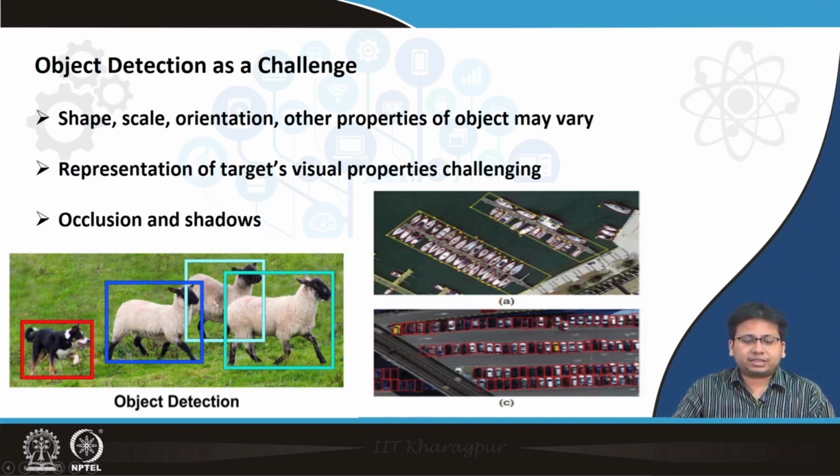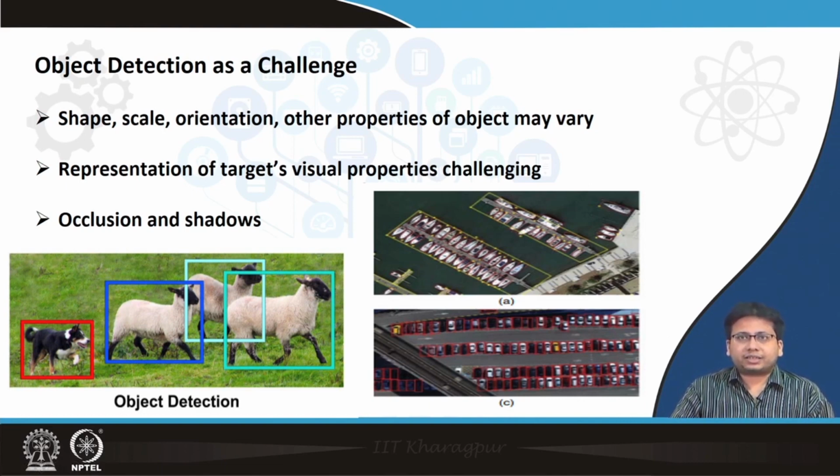In this case, we are seeing their side views, but we could also see their front views. These objects could look very different when viewed from the front or from the top. So all these properties can vary from image to image.